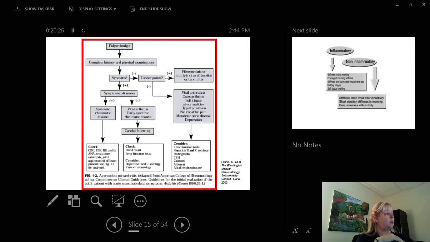If they don't have any tender points, but they still came in with multi-joint pain, then you think, well, maybe this is a virus that's going on. You also have to think how long this has been going on. Do they have osteoarthritis? Is this a soft tissue thing and not a joint thing? And hypothyroidism always comes into most areas, so that's always going to be part of your basic lab workup. And do they have neuropathic pain? So are they having numbness, burning, tingling in the lower extremities? Or is it depression?